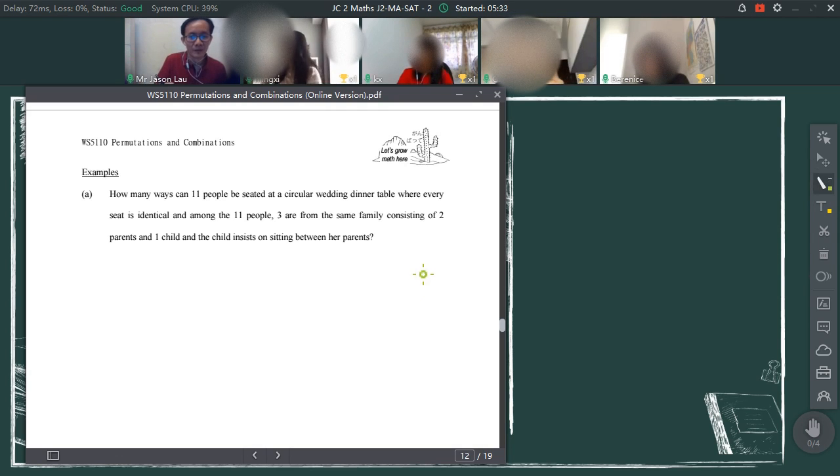Okay, 11 people are seated in a circular wedding table where every seat is identical. 3 are from the same family consisting of 2 parents and 1 child. How many ways for the child to insist on sitting between the parents? Yeah, I don't know how to do. Okay, pass to Grander then.